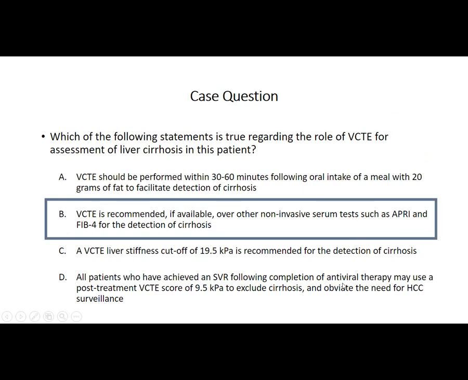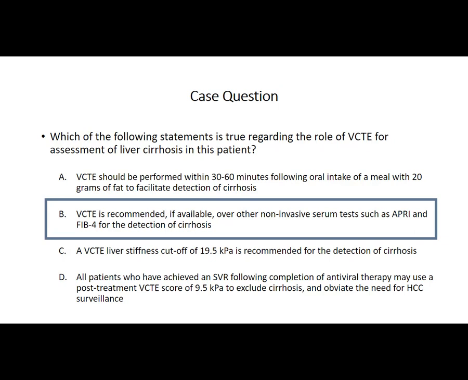Okay, so here's the answer. I hope you all voted. VCTE is recommended over APRI and FIB4. So let's look at the wrong answers. A is should be performed within 30 to 60 minutes following an oral meal. No, that's completely untrue. That's the cheeseburger test. If you wanted to raise the FibroScan score up to the stage 3 or 4 range, that's how you would do it, because you'd get a bump in the score of 3 or 4 points after a big fatty meal in particular.